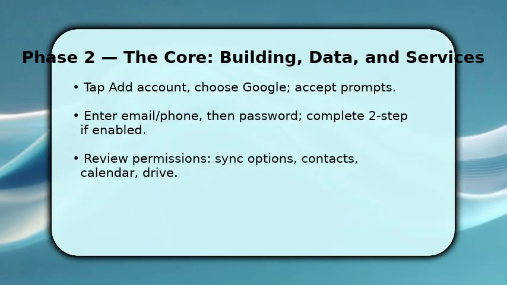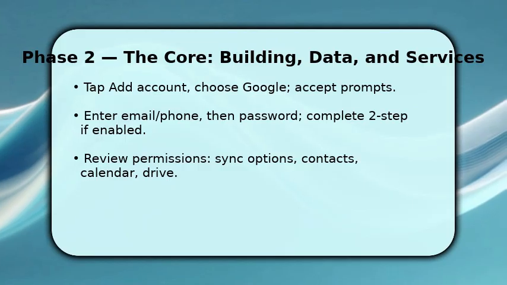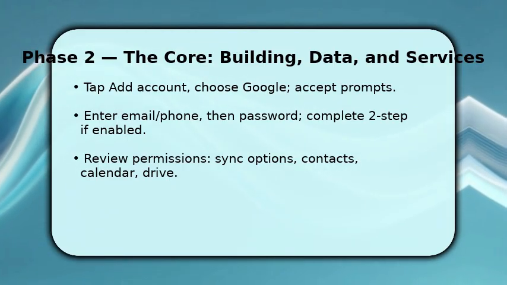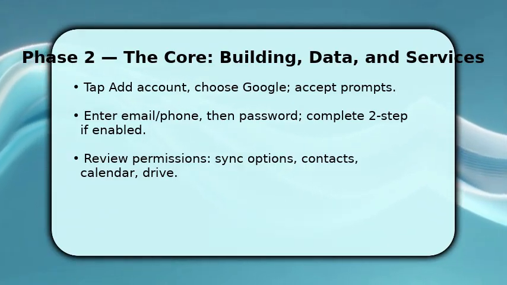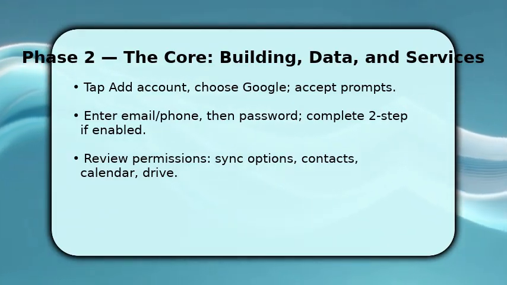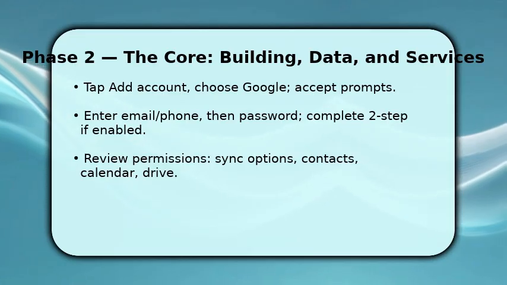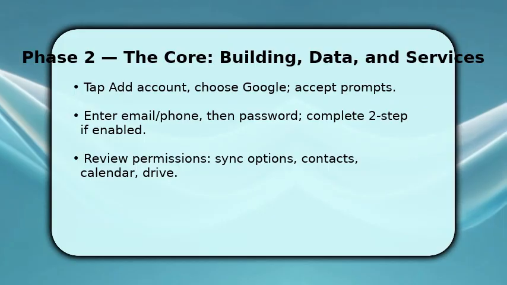Now you add the account. Tap Add Account and choose Google, then follow the on-screen prompts. Enter your email or phone, then the password. If two-step verification is active, complete that flow. Use your phone, backup code, or authenticator app. Make sure to review sync permissions: contacts, calendar, drive, and app data. Once verified, the device will begin syncing. This explains why permissions affect what appears on your device and how quick initial sync can be.